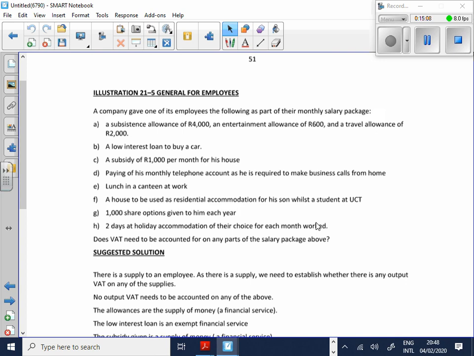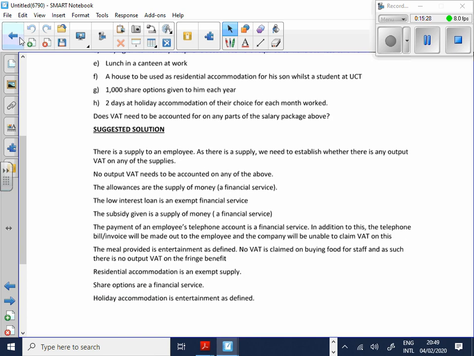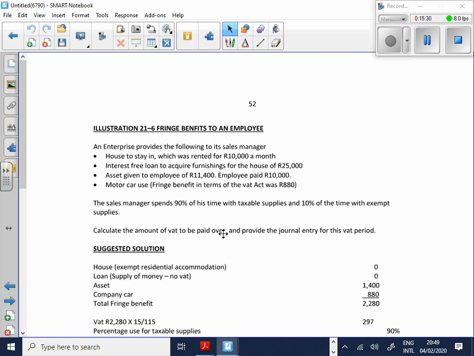Guys, general for employees, all of these here are exempt ones. So subsistence allowance, low interest loan subsidy, paying of monthly telephone accounts as he's required to make business calls from home, lunch in the canteen, those are all the ones I did originally. Is that okay? Let's get on to cars now.